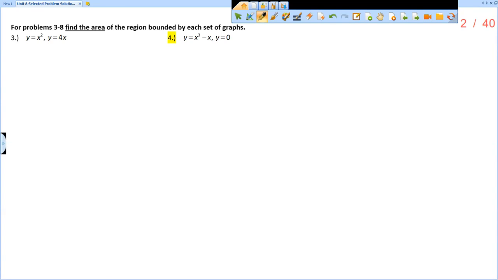This is the solution video for section 8.1, problem number 4. All right, so it says for problems 3 through 8, find the area of the region bounded by each set of graphs. So I have y equals x cubed minus x, and then y equals 0.